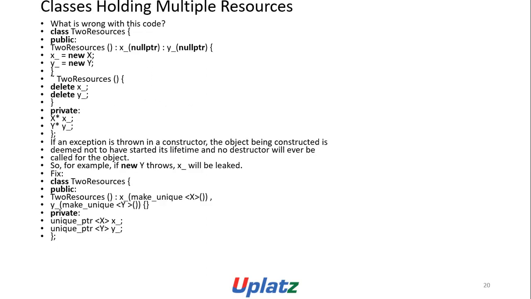Classes holding multiple resources. What is wrong with this code? class TwoResources { public: TwoResources() : x_(nullptr), y_(nullptr) { x_ = new X; y_ = new Y; } ~TwoResources() { delete x_; delete y_; } private: X* x_; Y* y_; }; If an exception is thrown in a constructor, the object being constructed is deemed not to have started its lifetime and no destructor will ever be called for the object. So, for example, if new Y throws, x_ will be leaked.